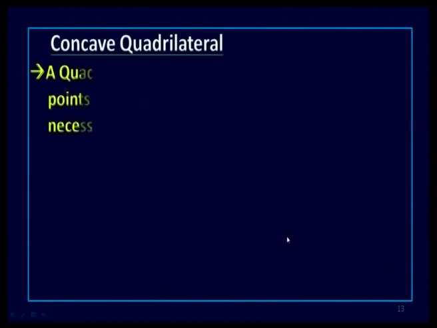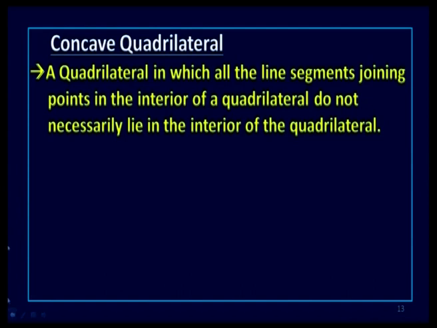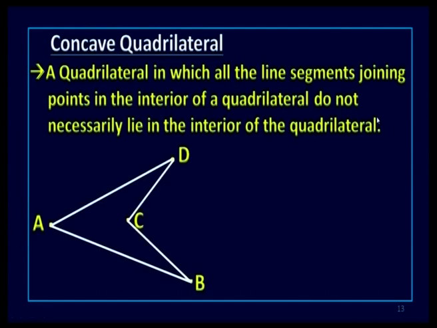Now, let us understand what is a concave quadrilateral. A quadrilateral in which all the line segments joining points in the interior of a quadrilateral do not necessarily lie in the interior of the quadrilateral. Children, to explain this, I am taking a quadrilateral here, ABCD. I am taking 2 points, I am joining them. All the points which lie on this line segment lie in the interior of the quadrilateral.